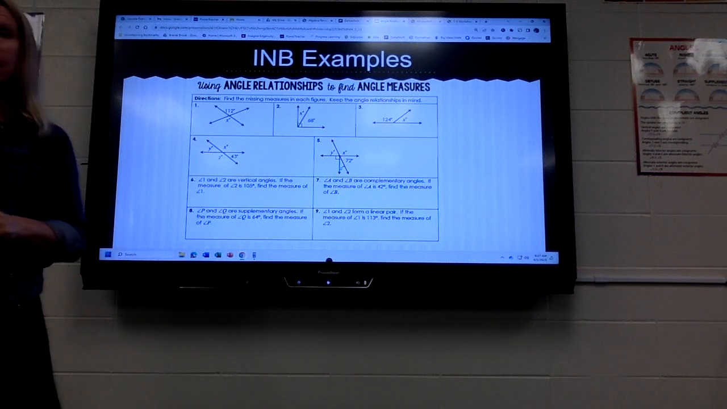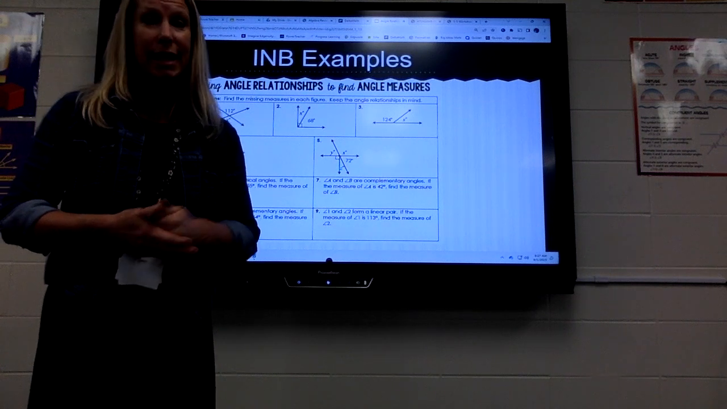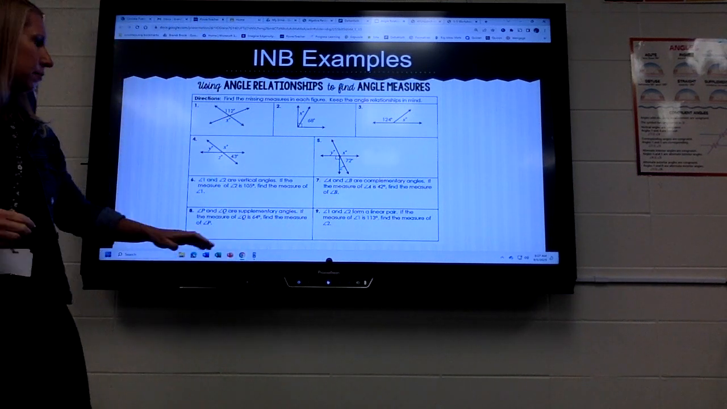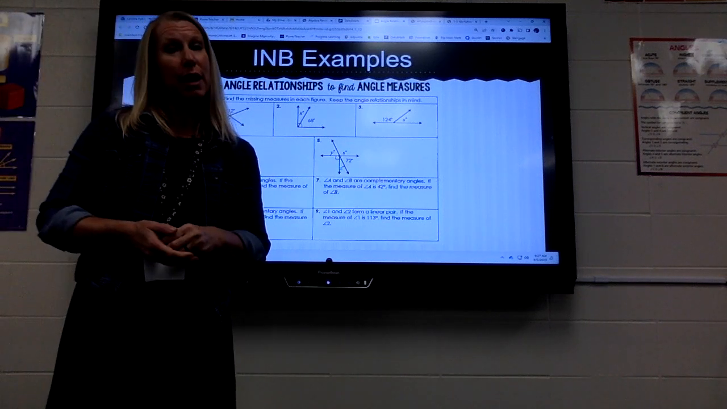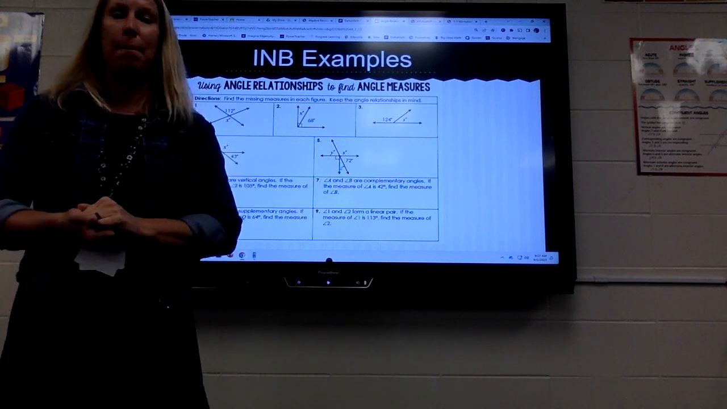P and Q are supplementary. Supplementary angles always add to 180, so just do 180 minus 64. 1 and 2 form a linear pair. Linear pair always adds to 180, so 180 minus 113.